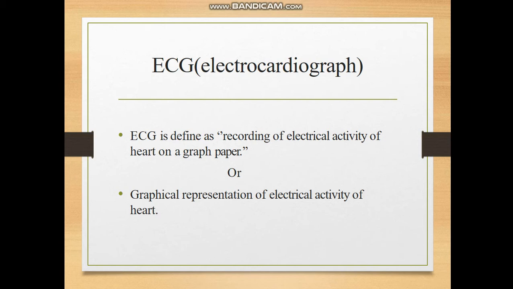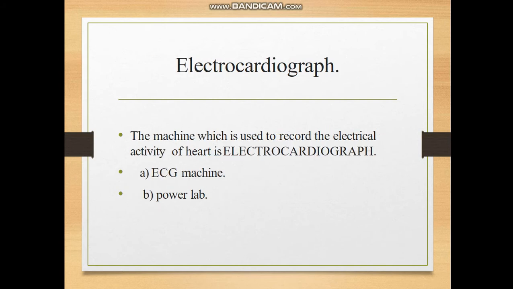So ECG is defined as a recording of electrical activity of a heart on a particular graph paper, the glazed paper, which has a very shining surface and which is chemically treated, and it has lines in the form of a graph, which has x-axis and y-axis. The quantities calibrated on this graph paper are on the x-axis, duration, time, and on the y-axis, voltage. Graphical representation of electrical activity of the heart is known as an ECG.